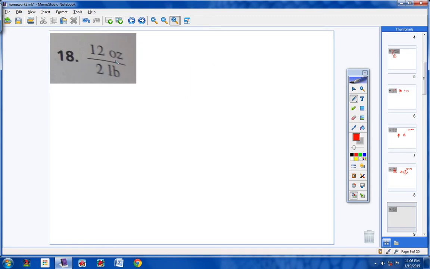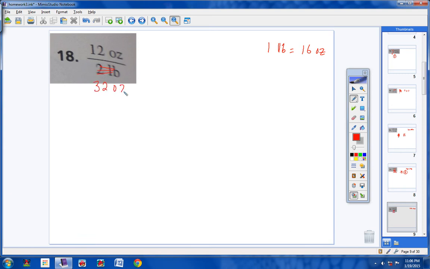Now, there's 16 ounces in 1 pound, so let me write that down. 1 pound equals 16 ounces. Now, listen carefully, students. If you have 12 ounces, that's the same thing as 12 over 16 pounds. The only problem with that is I now have a fraction within a bigger fraction, and that's going to be a pain. So instead of converting the top to pounds, I'm going to convert the bottom to ounces. 1 pound is 16 ounces. I have 2 pounds, so that would be 32 ounces.